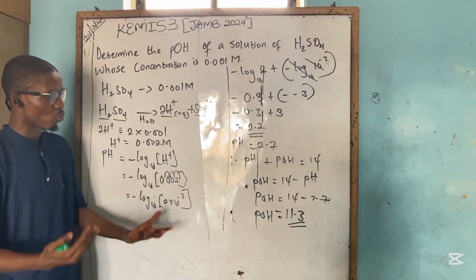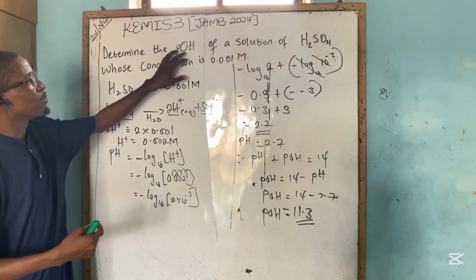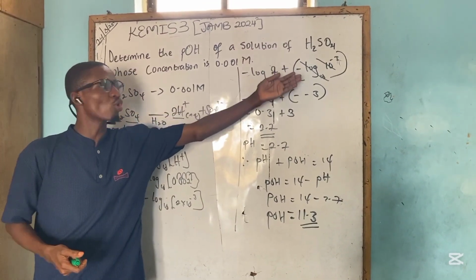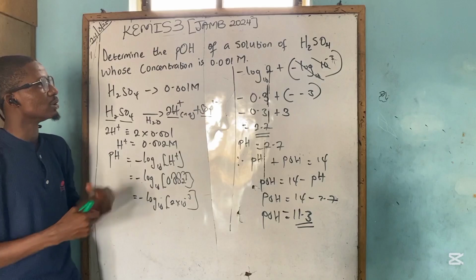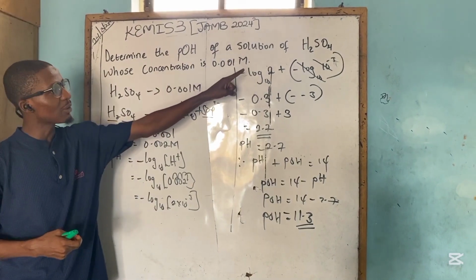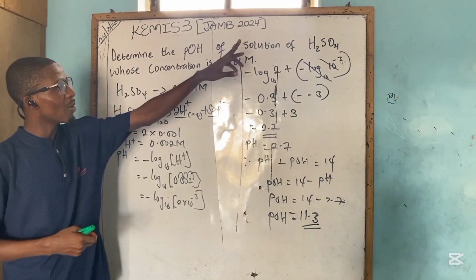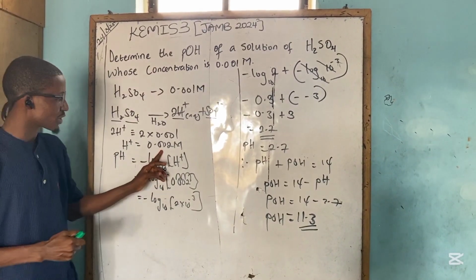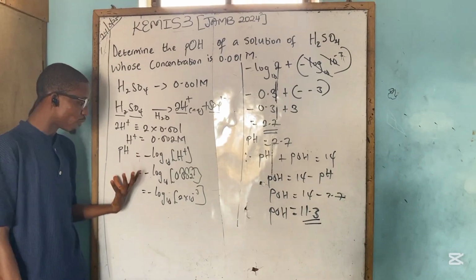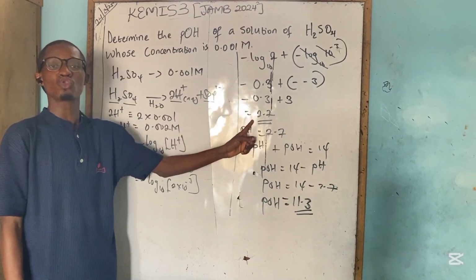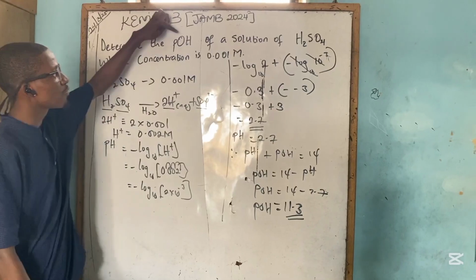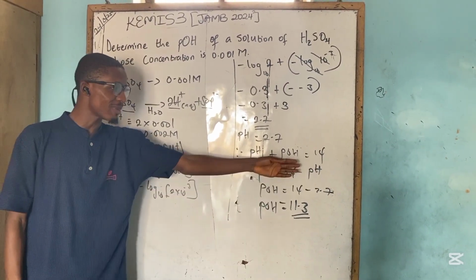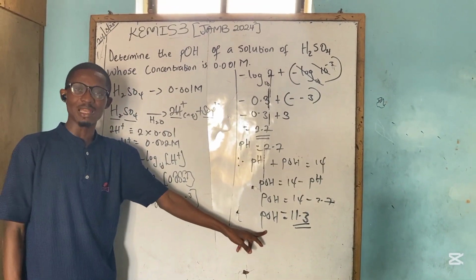So let me summarize in 1 minute. The question asks us to determine the pOH of the solution of H2SO4. H2SO4 is an acid. It can only have pH because we identify acid by the presence of hydrogen. So you have to dissociate that H2SO4. You find out that 2 hydrogen ions are present in that H2SO4. You multiply that by this concentration. Once you multiply, you have 0.002. Then look for the pH using the 0.002. You get your pH to be 2.7. Then since pH plus pOH is equal to 14, make pOH the subject of the formula. 14 minus pH, you have your pOH to be 11.3.